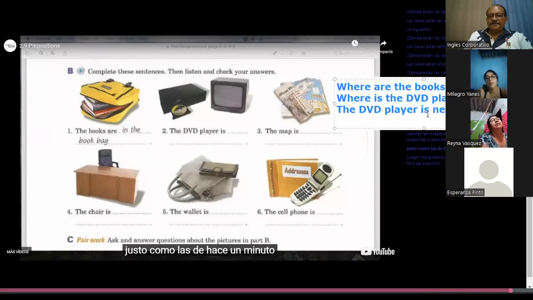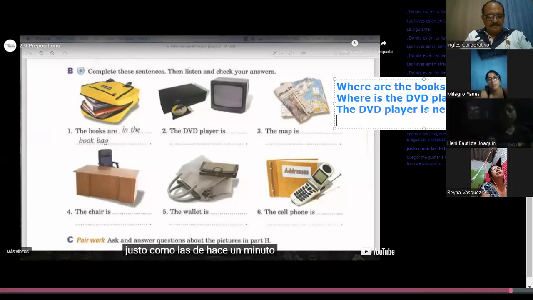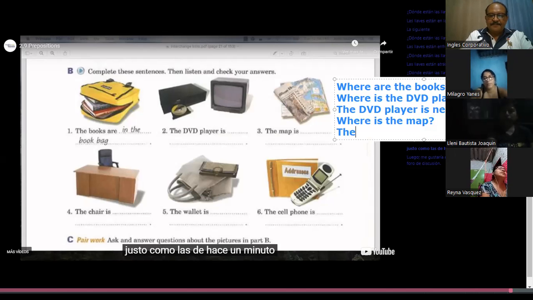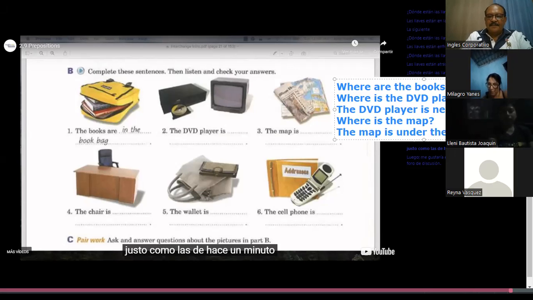Number three, what is the question? Where is the map? Where's the map? Okay. The answer? No, the newspaper is on. The map is on there. Okay, very good. On the newspaper. Yes, good. Under the newspaper. Okay, the map is under the newspaper.